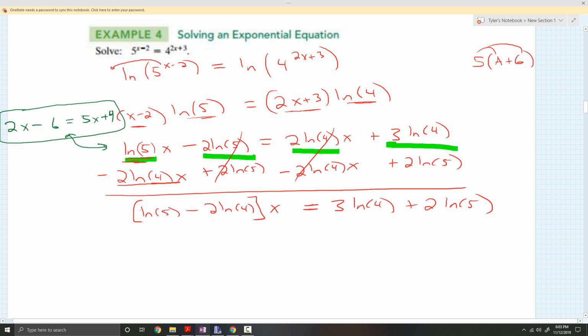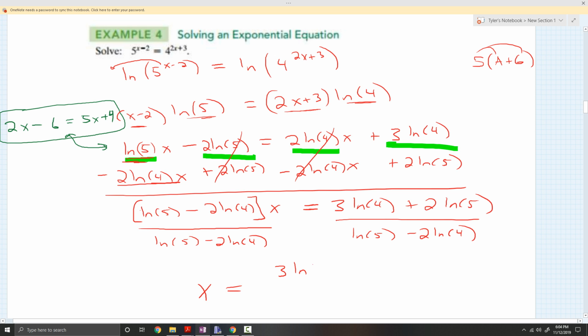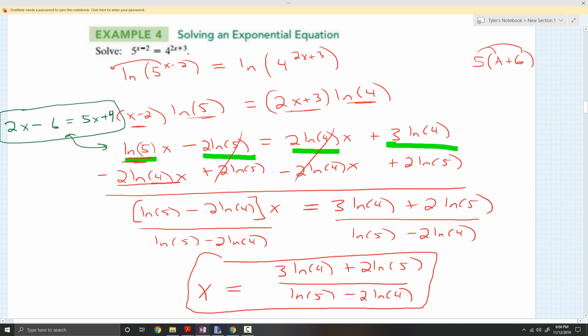Right? And then now I have a number times x equals some number, so I'm going to want to divide by the number being multiplied by x. So if we divide both sides by the natural log of 5 minus 2 times the natural log of 4, then we get x by itself. So x is equal to 3 times the natural log of 4 plus 2 times the natural log of 5, all divided by the natural log of 5 minus 2 times the natural log of 4. Right? So that is x. This is the exact answer.